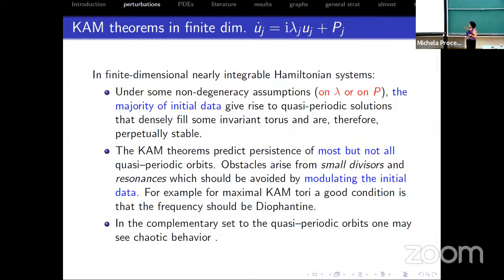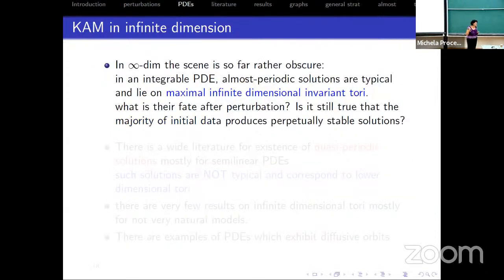And also, you know that in the complementary set, you can see chaotic behavior and the instability, which I mentioned before. So what happens in infinite dimension? Well, essentially, nobody really knows, in the sense of before. You don't know what happens to typical solutions, whichever might be your meaning of typical, provided that it makes some sense.